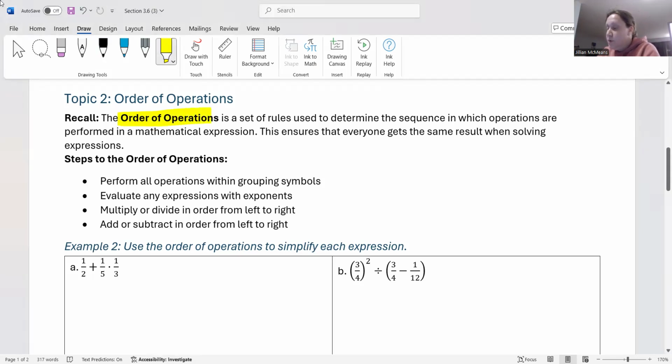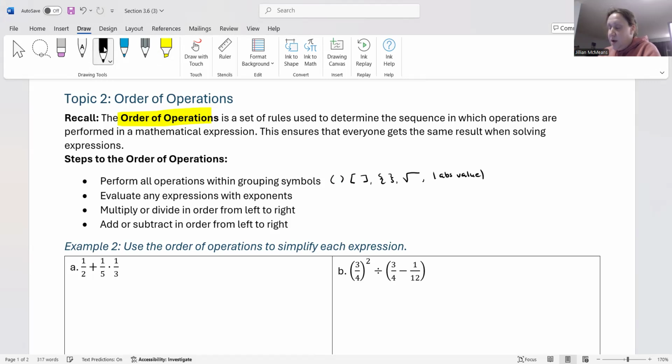is the set of rules used to determine the sequence in which operations are performed in mathematical expressions. This ensures that everyone gets the same result when solving expressions, okay? And as a reminder, the steps are perform all operations within grouping symbols. A lot of times we think of that as just parentheses, but remember, it's more than just parentheses. You can also have brackets. You could have curly braces. You could use a square root. You could also have an absolute value.